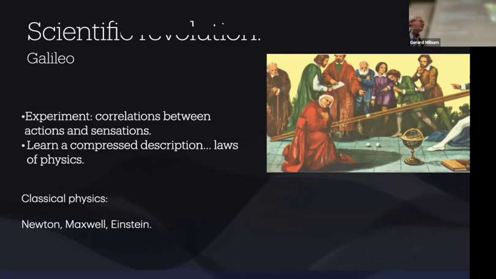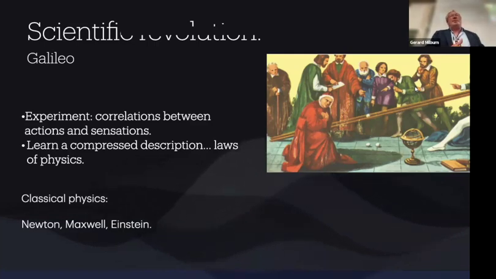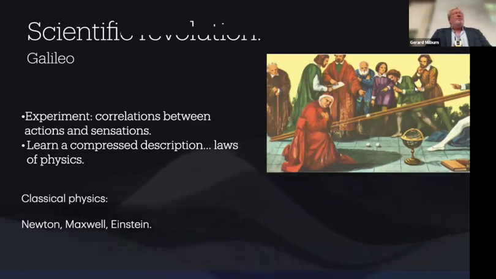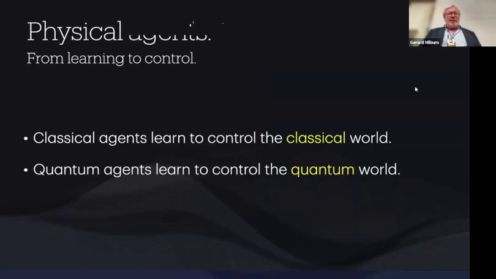And what you learn, well, we call it the laws of physics, but I would call it a compressed description of our experience of the world in this particular setting. So, of course, classical physics arose in this way, the physics of Newton, Maxwell, and Einstein. But at the beginning of the last century, we discovered something else about the world just from pushing on it and watching how the world responded.